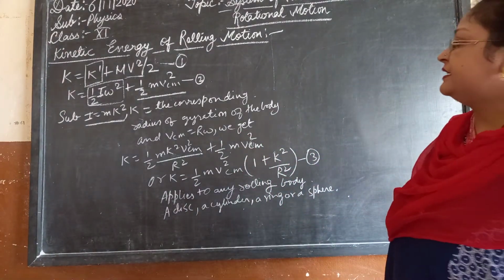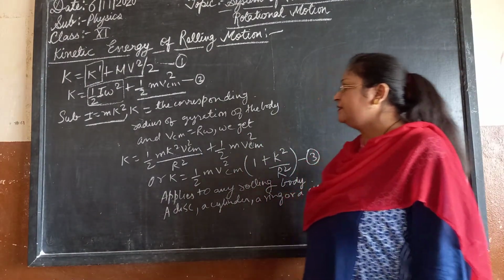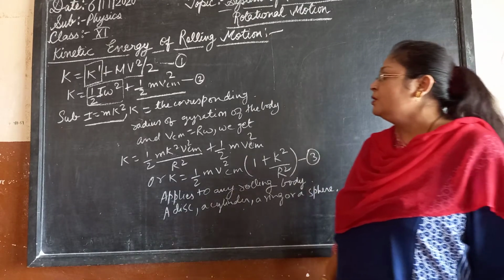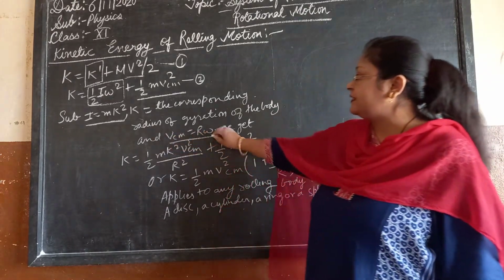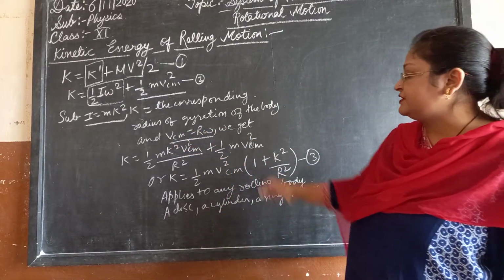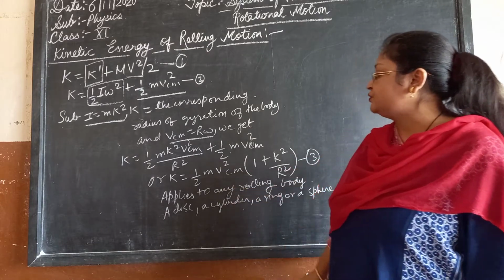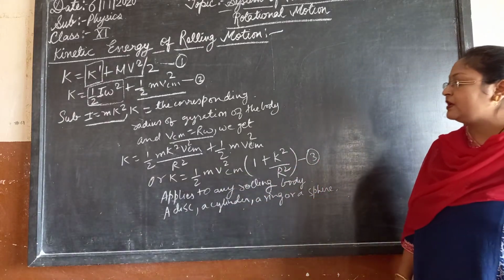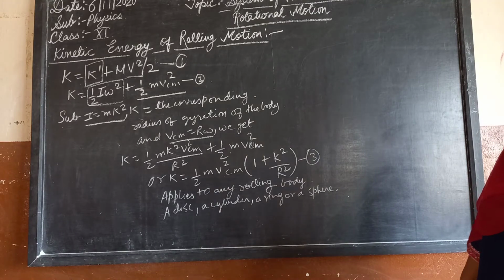As we have already read, vcm equals r omega in rolling motion, and after substituting we will get K equals 1 by 2 m vcm square times 1 plus k square upon r square.